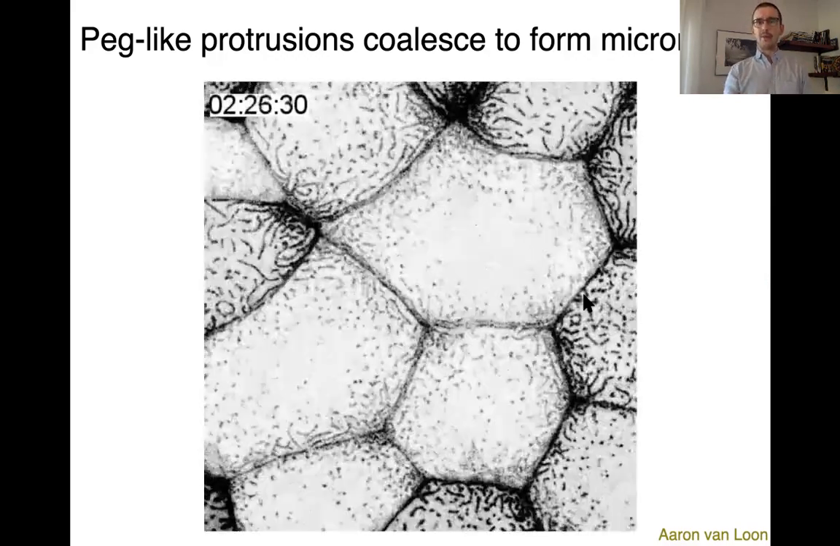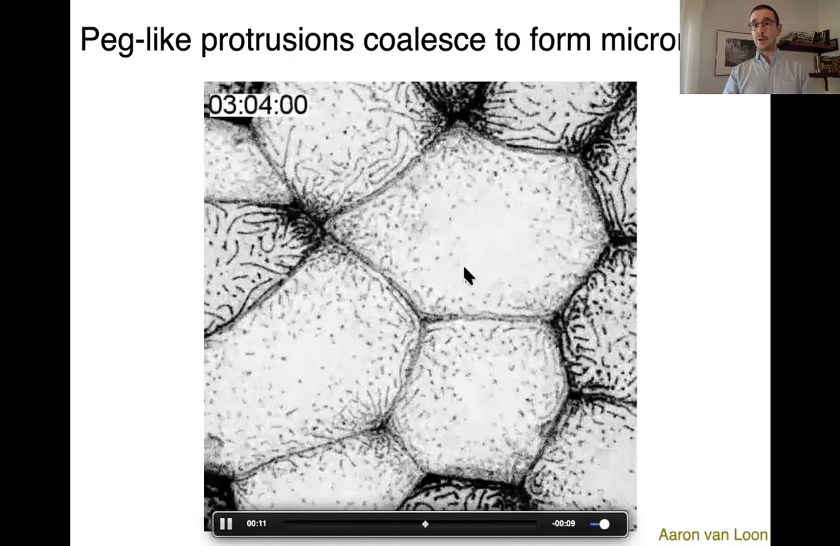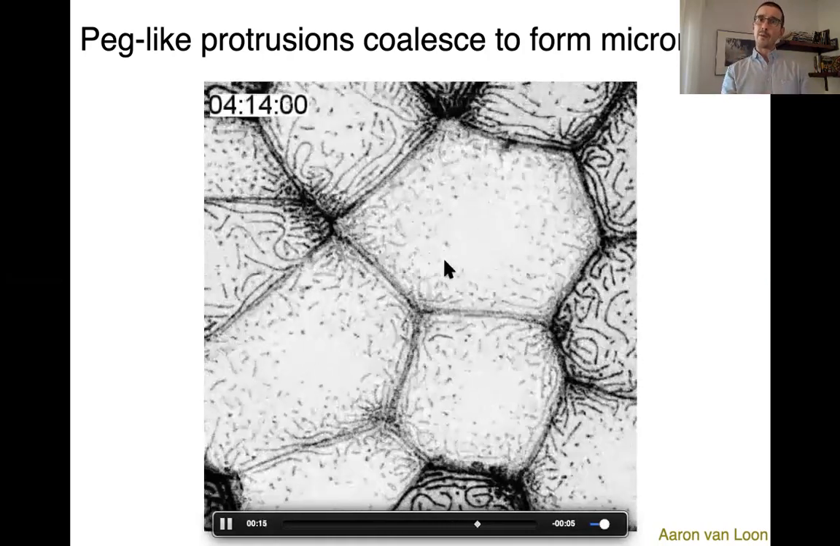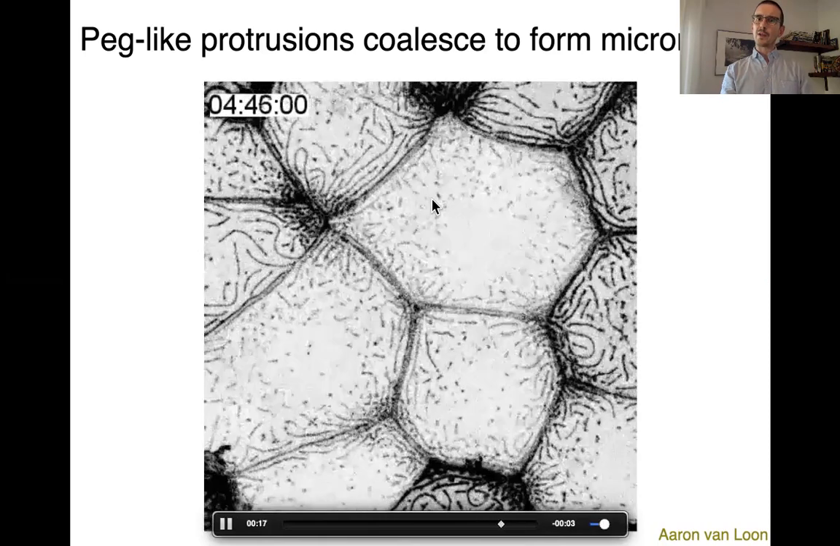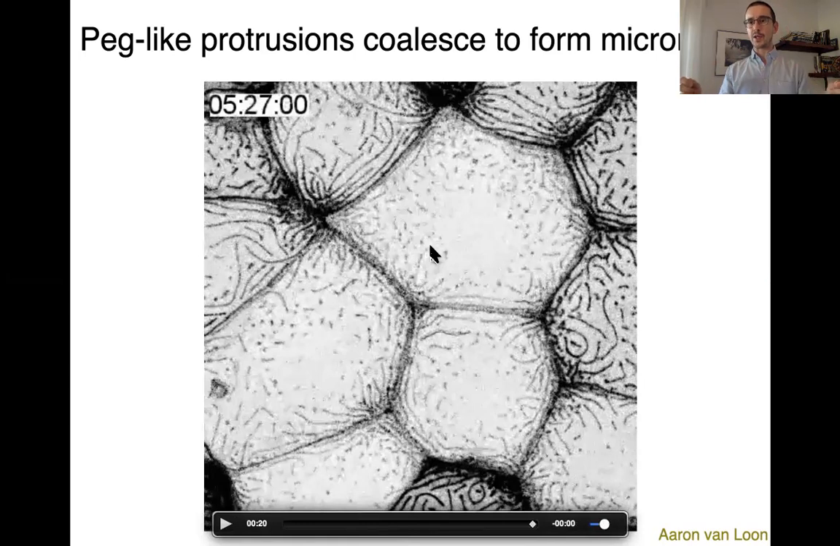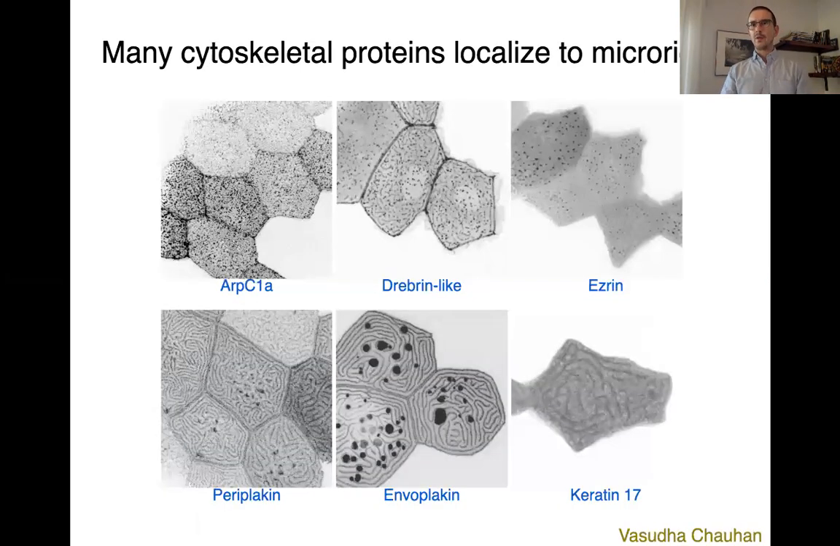But for example, with this movie, we discovered that microridges don't form as a single unit all at once, but they form from these precursors, which look like little puncta in this movie, that sort of coalesce to form and elongate the ridge. And this was a surprise because no other protrusion that has been studied is known to form from precursors like this.